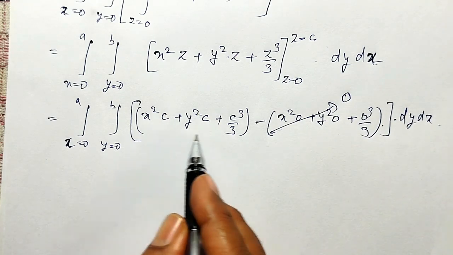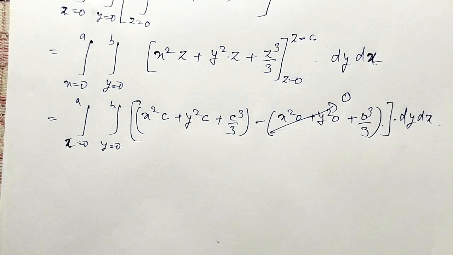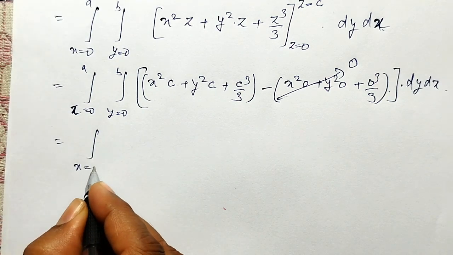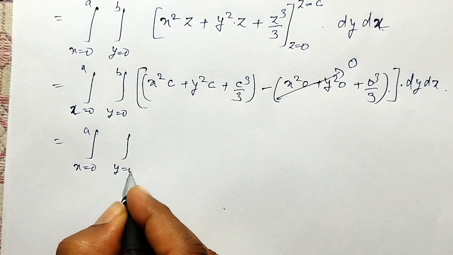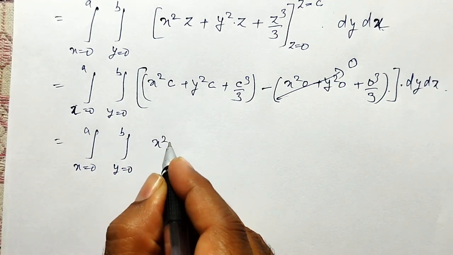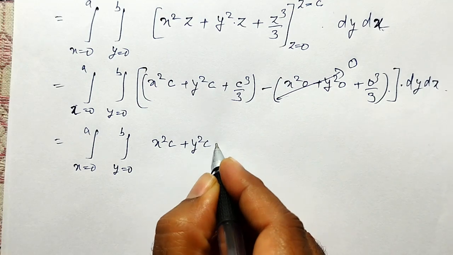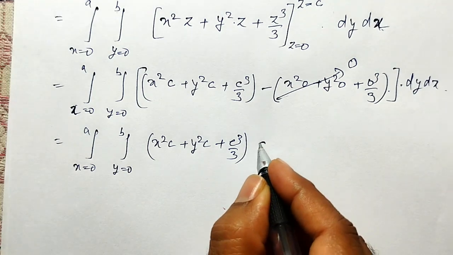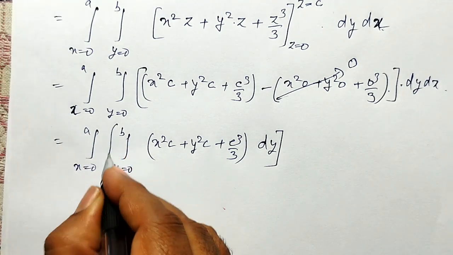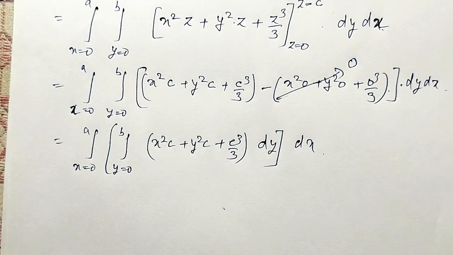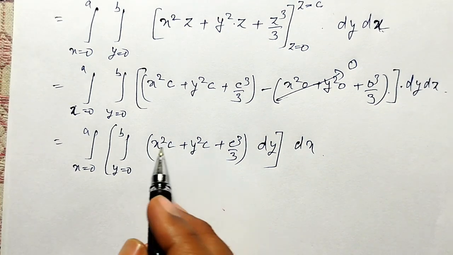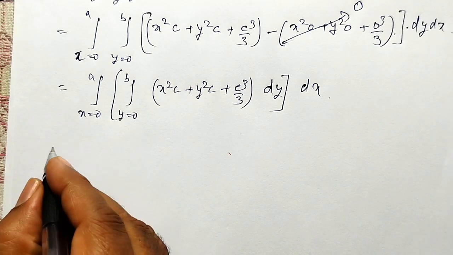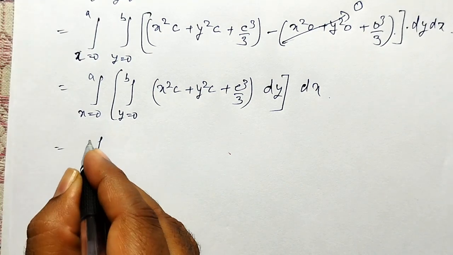You have to integrate this with respect to y. I will rewrite the term: integration from x equal to 0 to a, y equal to 0 to b, x square c plus y square c plus c cube divided by 3. This is to be integrated with respect to y now, and dx I will keep outside. This is integrated with respect to y by keeping x constant, and the other term is already constant. Therefore its integration becomes integration from x equal to 0 to a.